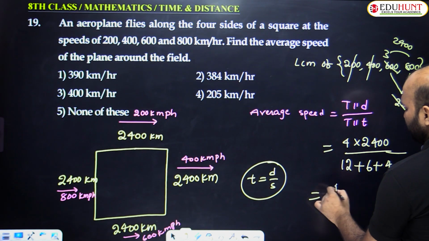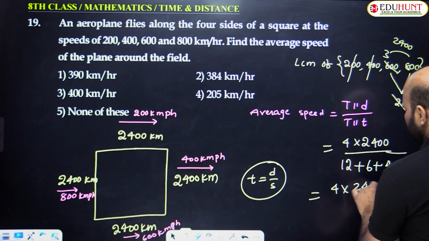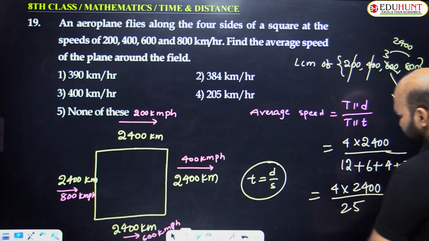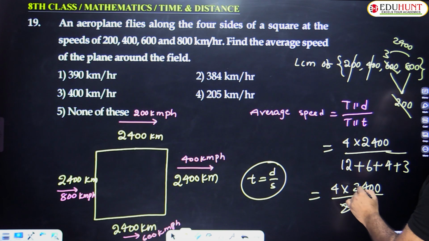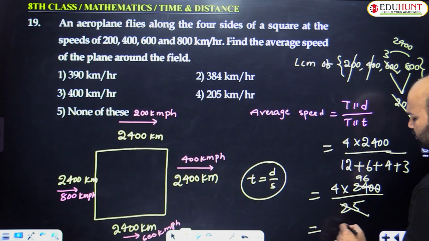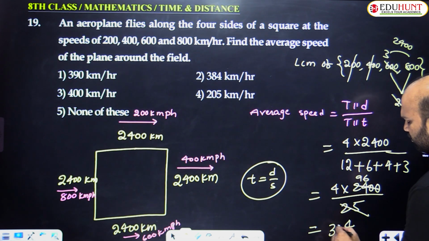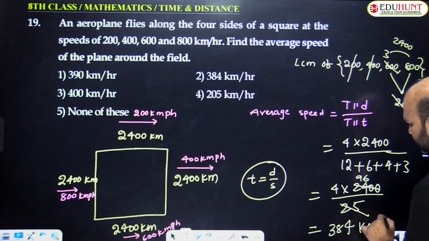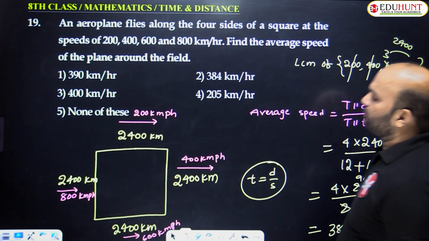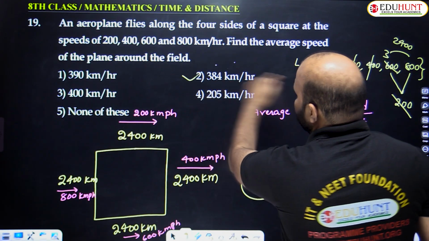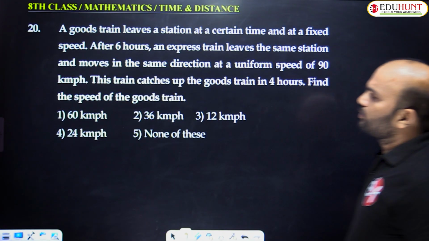So finally, what are we getting? 4 into 2400 divided by the total time, 12 plus 6 plus 4 plus 3, which is 25 in the denominator. 25 times 9 is 225, remainder 15 and 0, so 150 left, 6 times. So 96 into 4 is 384 kilometers per hour. This is the average speed of the whole journey. So option 2 is the right answer. Let's go to question number 20.